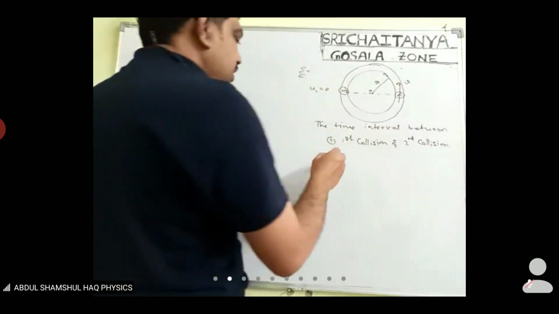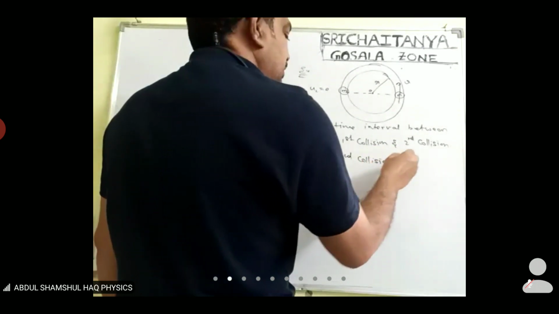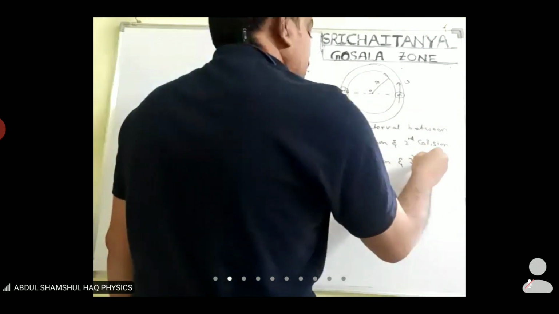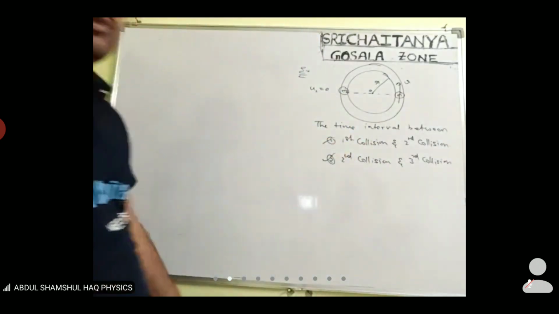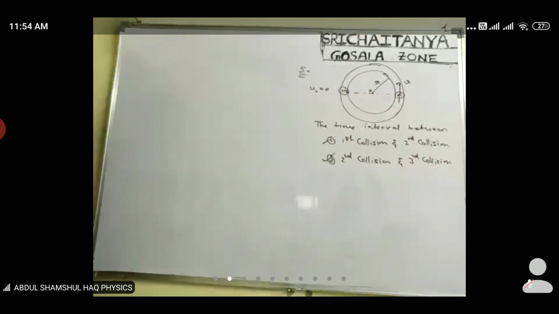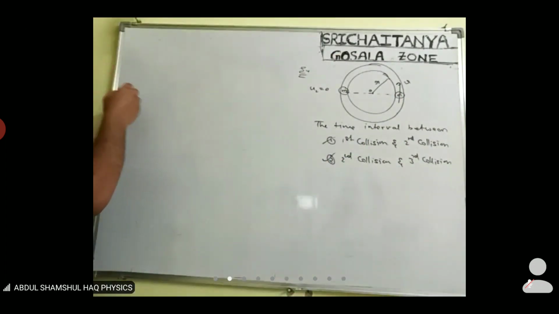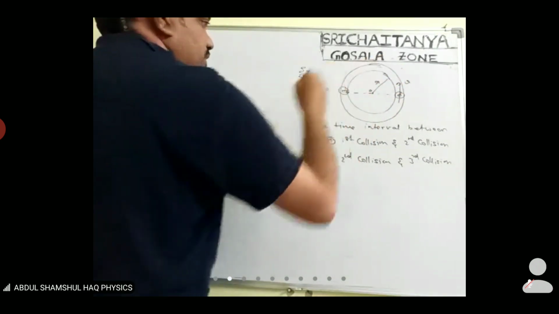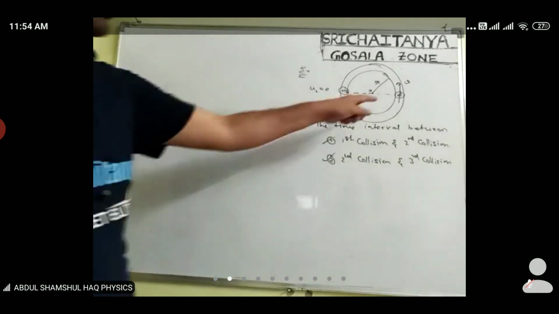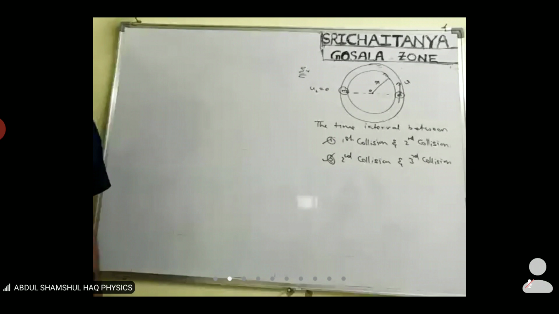Similarly, between the second collision and the third collision. If you know the times for first, second, and third, very easily you can calculate. So for the first collision to occur, this body of mass m has to travel what distance? It has to travel half the circumference.